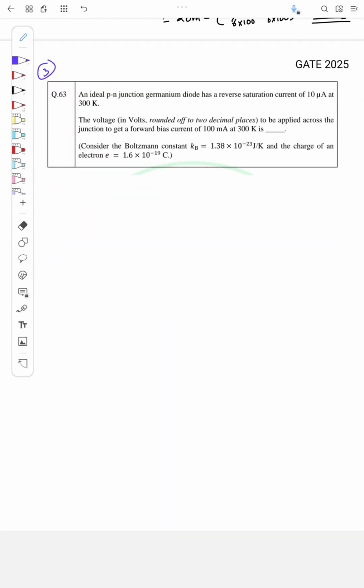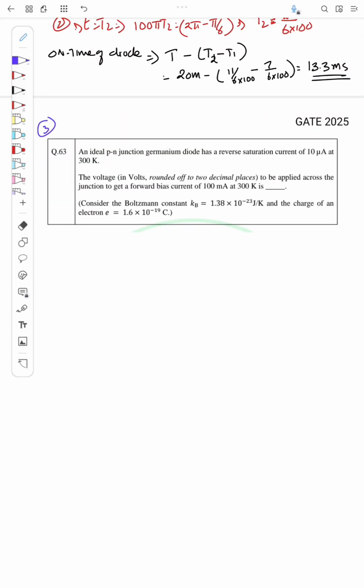Now the next question is, an ideal PN junction germanium diode has a reverse saturation current of 10 microampere at 300 K. So the reverse saturation current IS is actually 10 microampere. And this is at the temperature T equal to 300 Kelvin. The voltage to be applied across the junction to get the forward bias current of 100 milliampere at 300 Kelvin is, okay. So the question is, at what voltage the diode will have 100 milliampere.